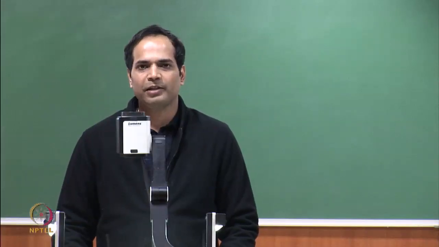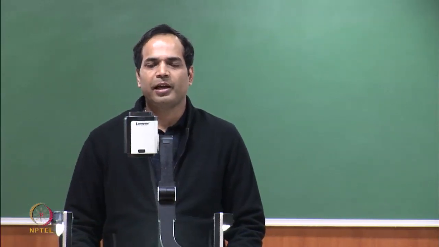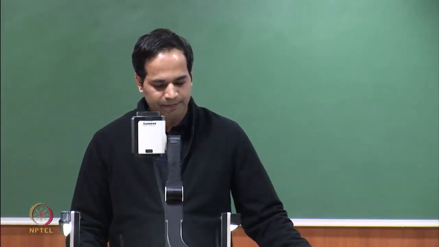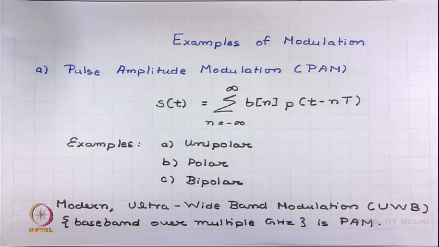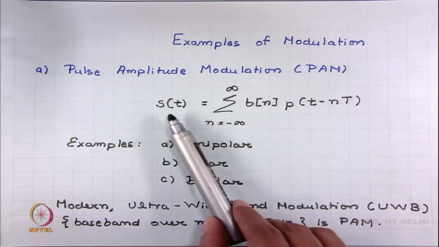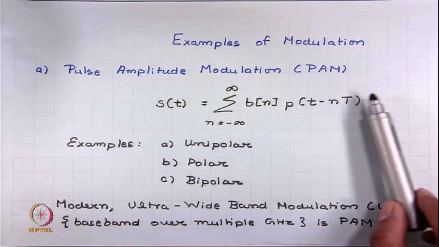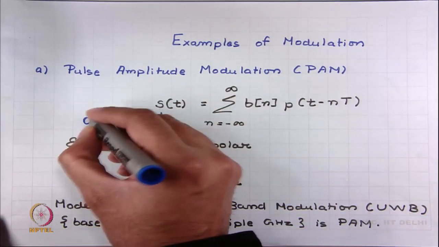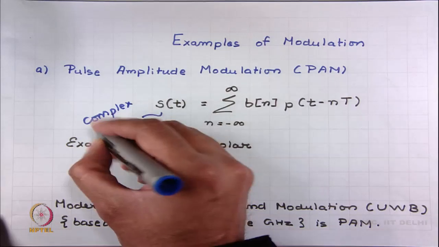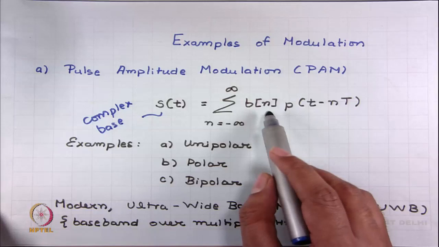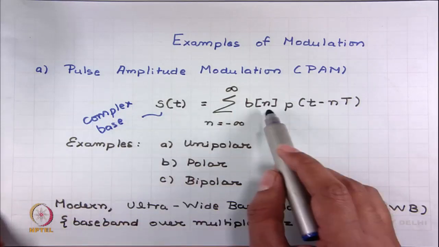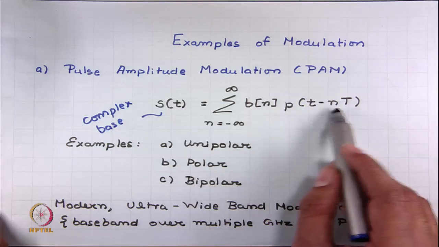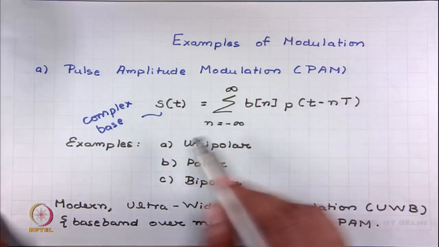Good morning, welcome to a new lecture on modulation, and in this lecture we will be talking about pulse amplitude modulation and quadrature amplitude modulation. Okay. So, let us start with examples of modulation, and we have already seen the basic equation for modulation is this, where s(t) is the complex baseband signal, b_n are the coefficients of this complex baseband signal. In general they can be complex, and this p(t - nT) is the basic pulse that we use, right.